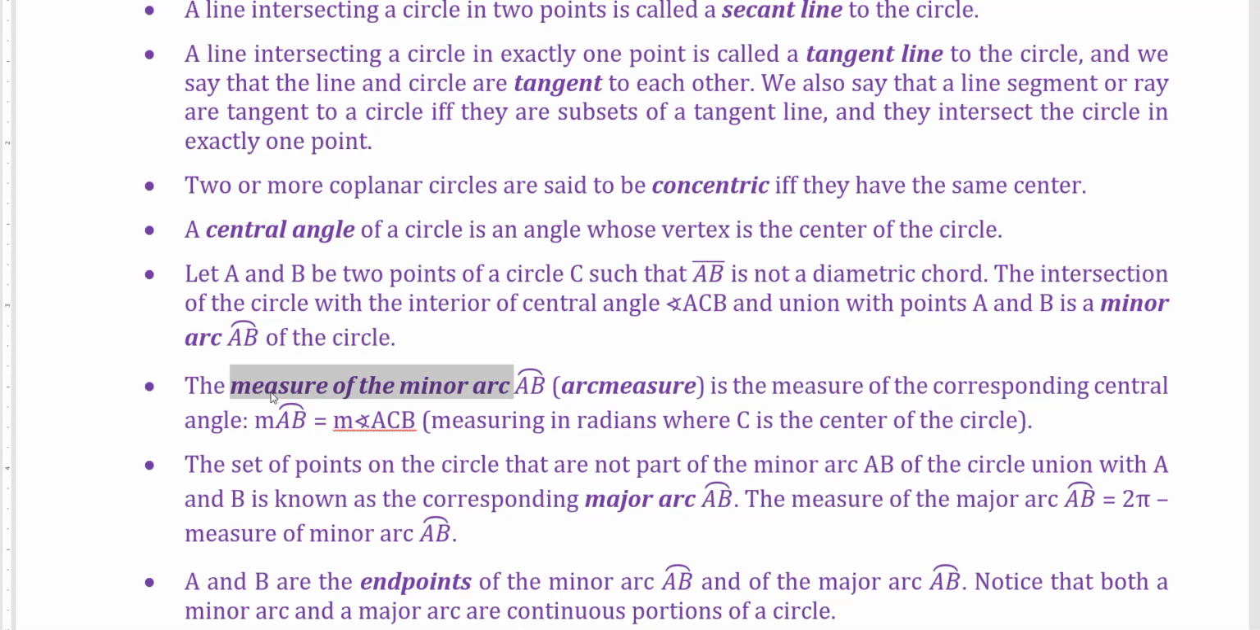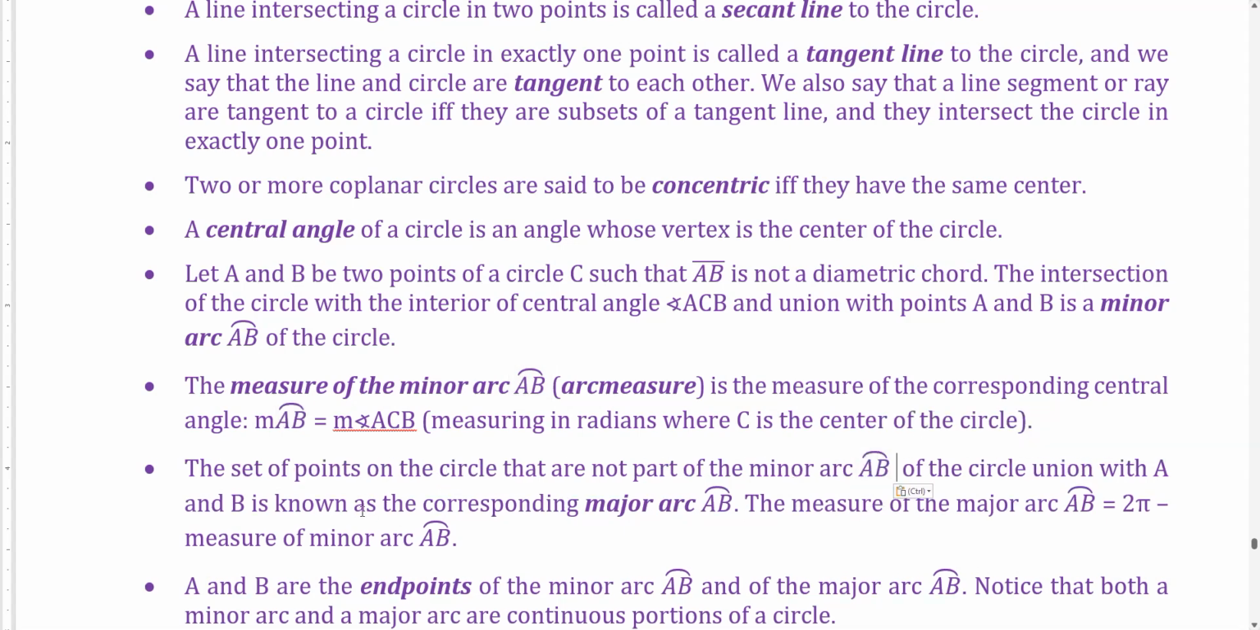The set of points on a circle that are not part of the minor arc AB, union with A and B, is known as the corresponding major arc AB. Okay, so let's look here.